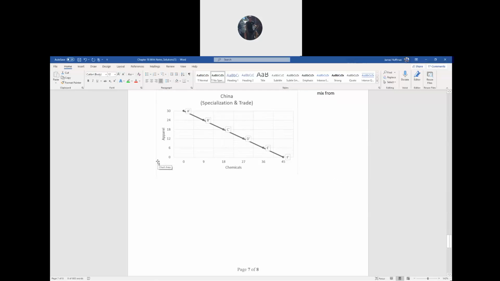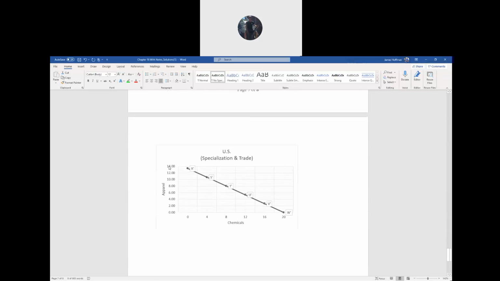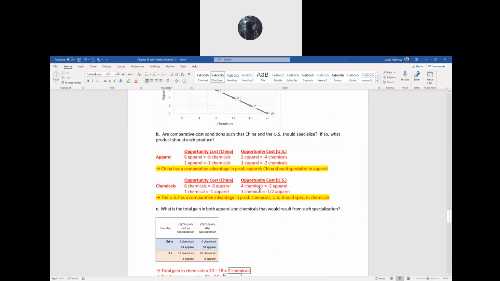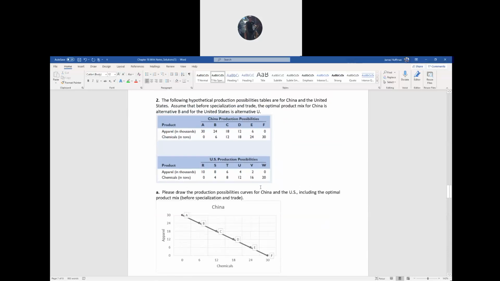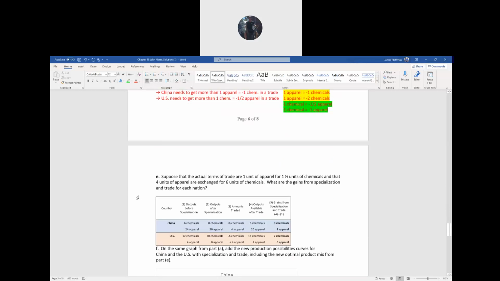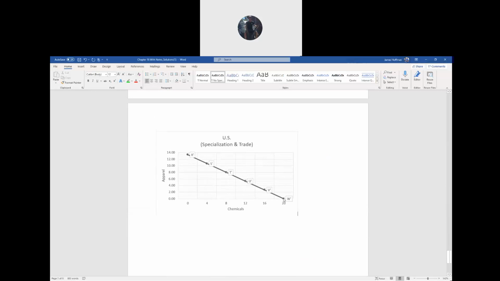Okay, what about for the US? They're going to specialize in chemicals, which means they produce all the chemicals they can and none of the other things. So that means point W, 20 chemicals, no apparel. Where are we? Right there. Okay, we're starting here. Point W, or W prime, I called it here, is specialization for the US.